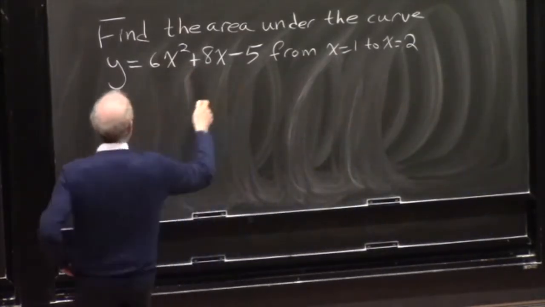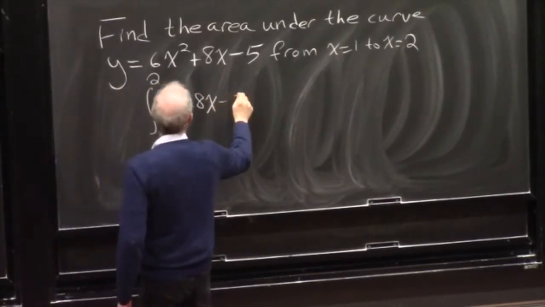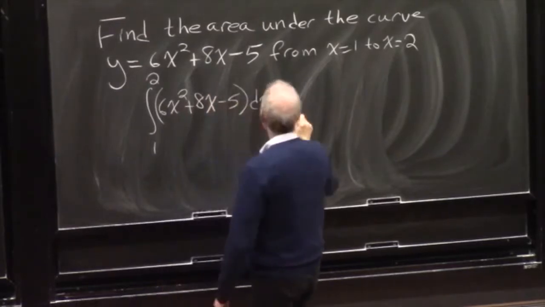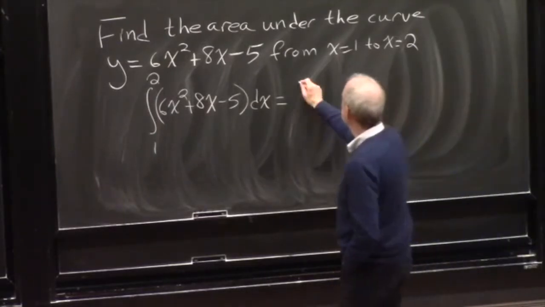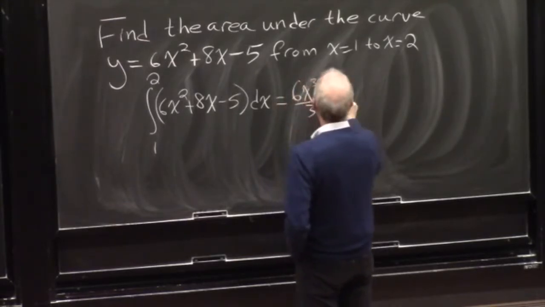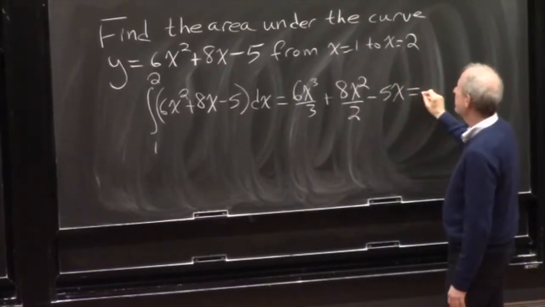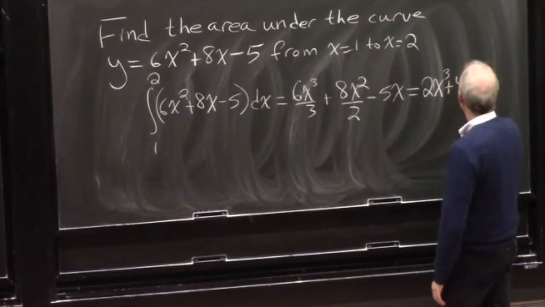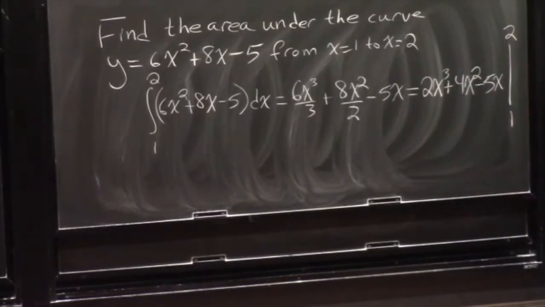So all this says is the integral from 1 to 2, 6x squared plus 8x minus 5 dx. Okay, so what is 6x squared? The antiderivative is 6x cubed over 3, plus 8x squared over 2 minus 5x. Let's simplify that. That's 2x cubed plus 4x squared minus 5x. And we're going to evaluate that from 1 to 2. Okay? So you want to simplify these things as much as possible before you plug in.